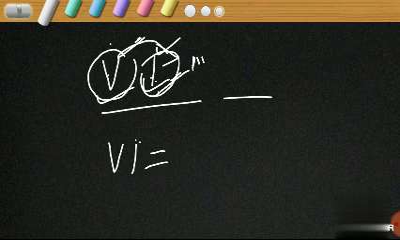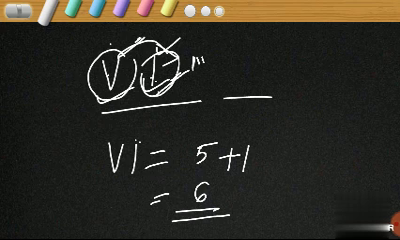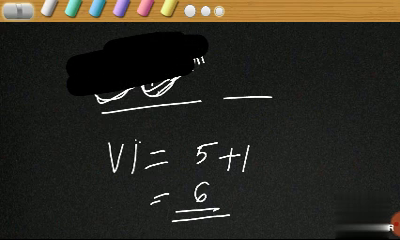That means what is the value of V? 5, we know, isn't it? Value of V is 5. And what is the value of I? Value of I is 1. So what is the answer? VI means, what is the answer? 5 plus 1, 6. VI corresponds to 6. Let me explain one more. Don't write, just listen.